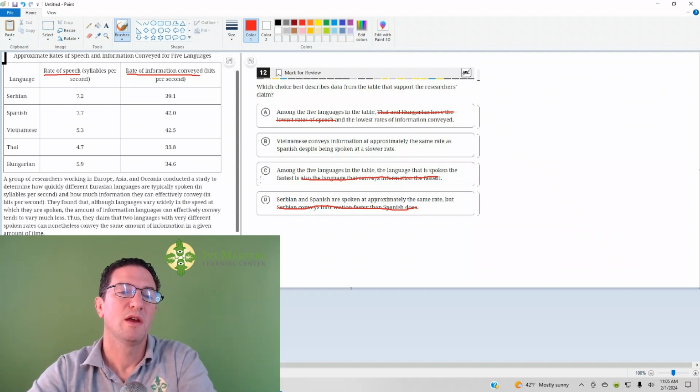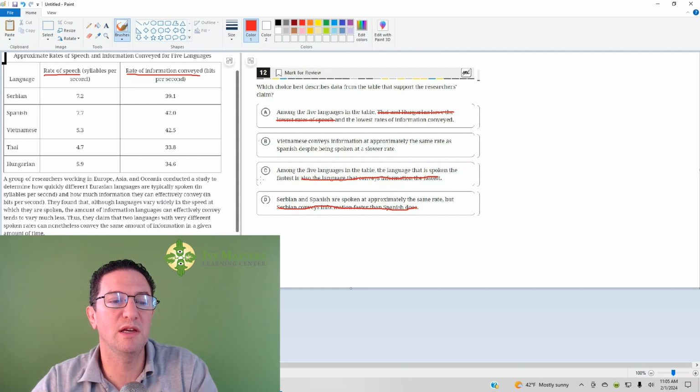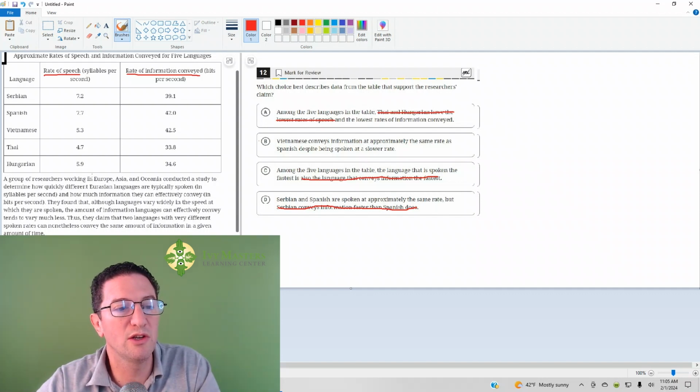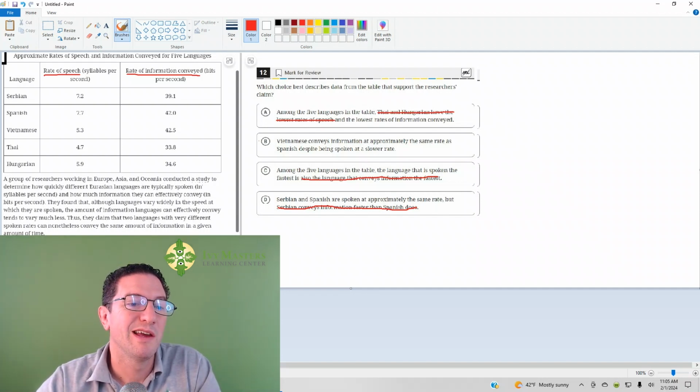Now, we're going to go to the passage and we're going to see if you focus on the question in the passage, B's the only possible answer anyway. I'll take it from the top. A group of researchers working in Europe, Asia, and Oceania conducted a study to determine how quickly different Eurasian languages are typically spoken in syllables per second and how much information they could effectively convey in bits per second. They found that, although languages vary widely at the speed of which they're spoken, the amount of information languages can effectively convey tends to vary much less.